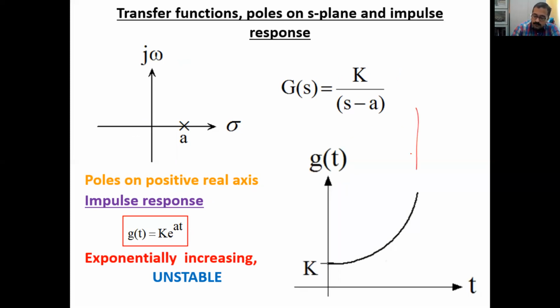How to plot that? This is g(t). You put t equal to 0, it starts from K. Put t equal to infinity, it becomes infinity. So it is an exponentially growing response, and the system is unstable. In the previous case, the pole was in the left half. Now the pole is in the right half of the s-plane, so the system has become unstable.